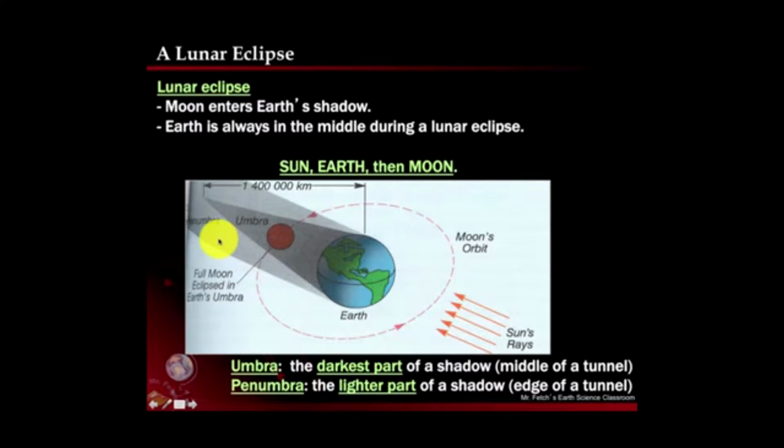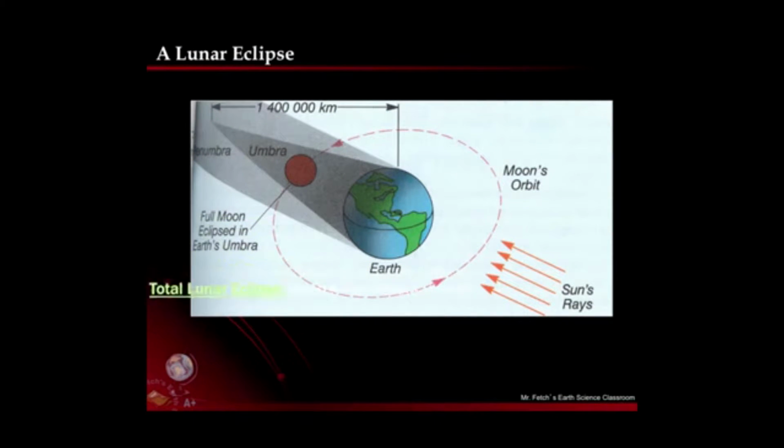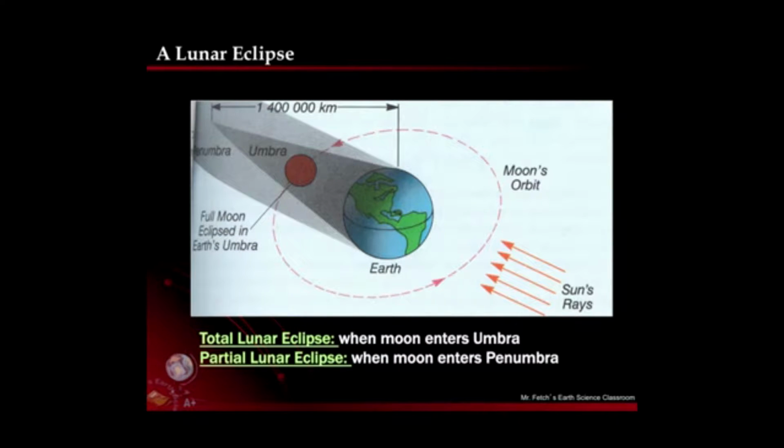Now depending on if it goes in this darker part of the shadow, which is called the umbra, or the lighter part of the shadow, which is called the penumbra, that will determine how darkened the Moon really gets. But if it does enter the shadow, that's when we get a lunar eclipse. In order for that to happen, the Earth must be in the middle of the Sun and the Moon. So if it enters the umbra, we say that we have a total lunar eclipse. And if it enters the penumbra, we say that it's a partial lunar eclipse. The way that I remember this is that partial starts with the letter P, and so does penumbra.